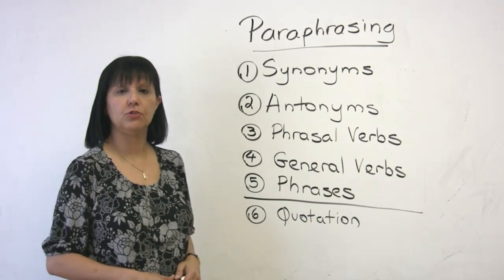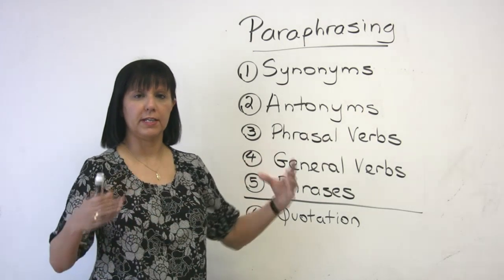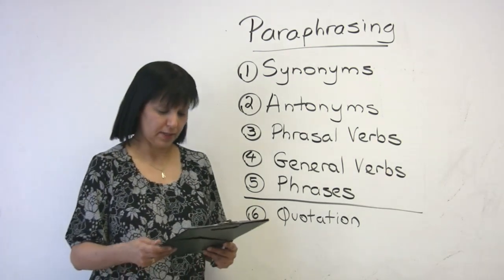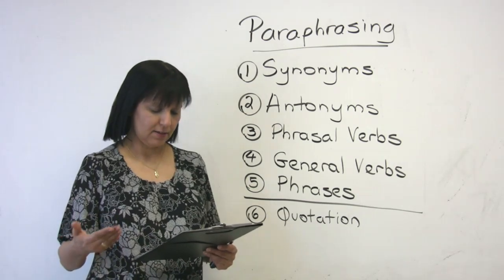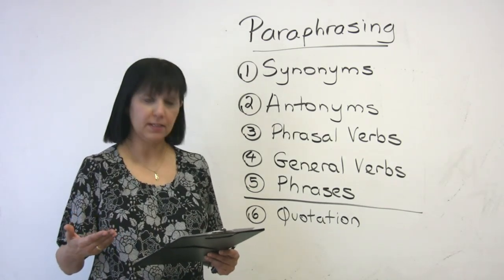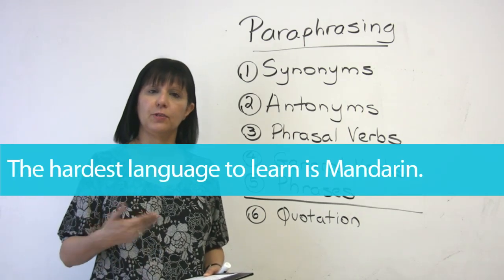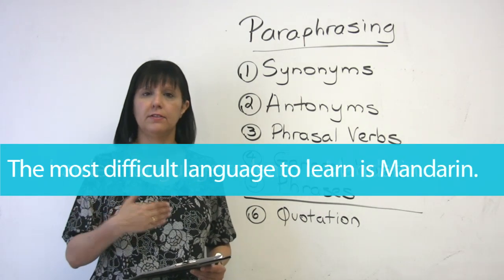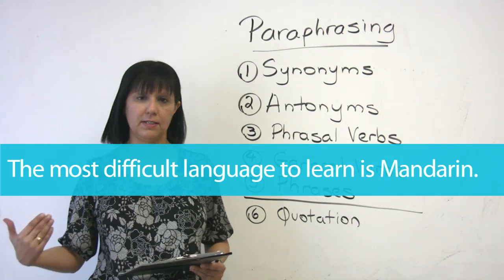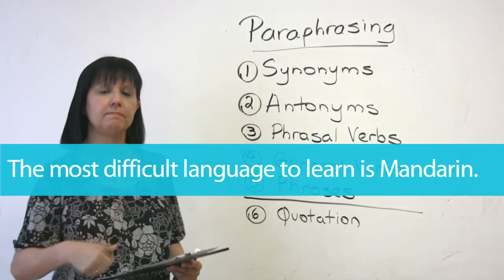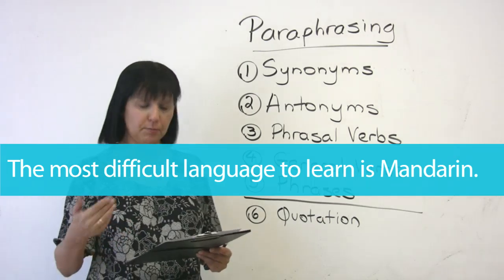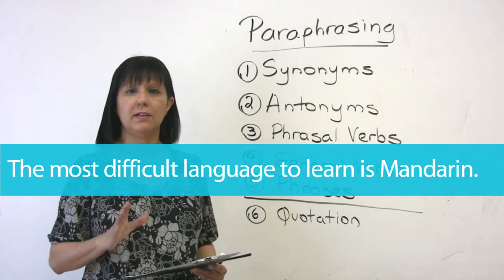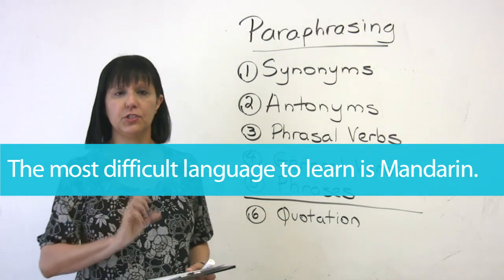The first one is to use a synonym for the word in the sentence. So, for example, if your original sentence is, the hardest language to learn is Mandarin. If I want to paraphrase that sentence, I could say, the most difficult language to learn is Mandarin. So what I've done here is I've substituted most difficult for hardest. This is one way, but it's still not a good paraphrase because it's too close to the original sentence.